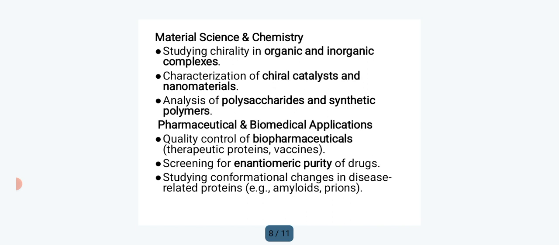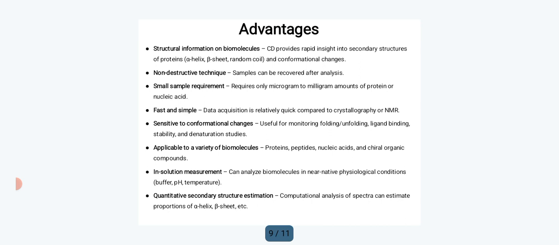Apart from that, screening for enantiomeric purity of the drugs. What is the meaning of purity of drugs? How much amount is pure? Like that we can find out. After that, studying the conformational changes in disease-related proteins, like amyloid and prion, etc. So for that purpose CD spectroscopy is used in pharmaceutical as well as biomedical applications.